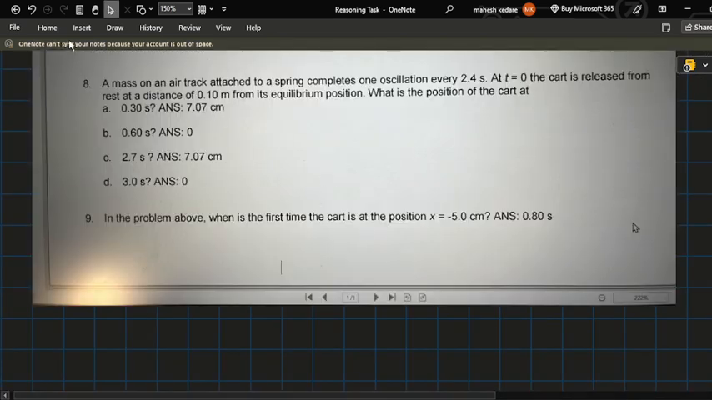Next question. A mass on an air track attached to a spring completes one oscillation every 2.4 seconds. Now the mass is moving on an air track. It means the friction is nearly zero. We can ignore it. And one oscillation is completed every 2.4 seconds, so time period is 2.4 seconds. At t equal to 0, the cart is released from rest at a distance 0.10 meter from its equilibrium position. What is the position of the cart at 0.3 seconds?